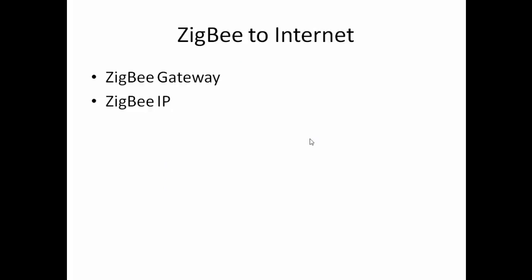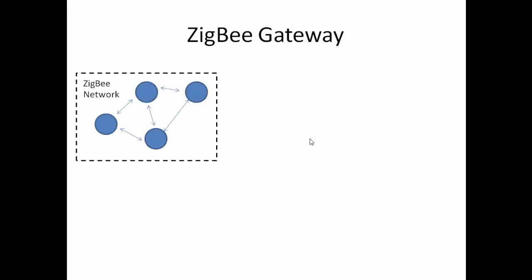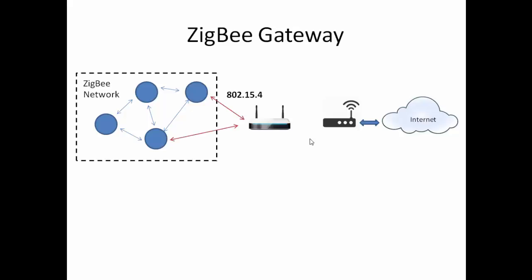Now let's look at how we can connect ZigBee to the internet. We have two ways: ZigBee gateway and ZigBee IP. So in the gateway method, we have a ZigBee network made up of different devices in a mesh network, and we have the internet. And suppose in a home or a building, we are connected to this internet via a Wi-Fi router or a modem. We introduce a gateway in between the ZigBee network and the Wi-Fi, which communicates with ZigBee devices via 15.4 and with the router modem via Ethernet or 802.11.